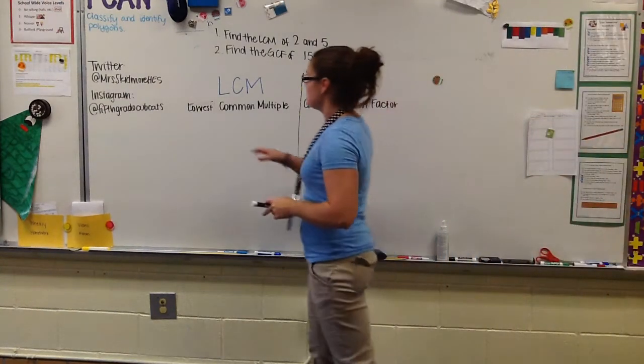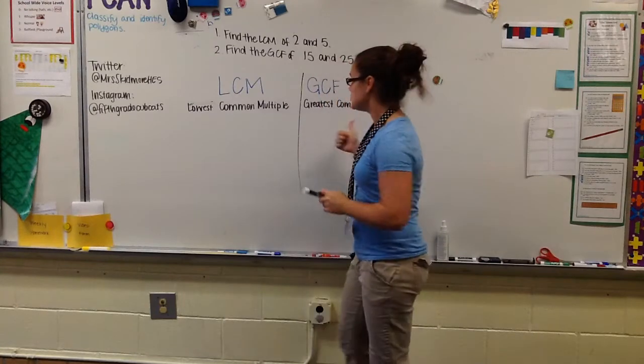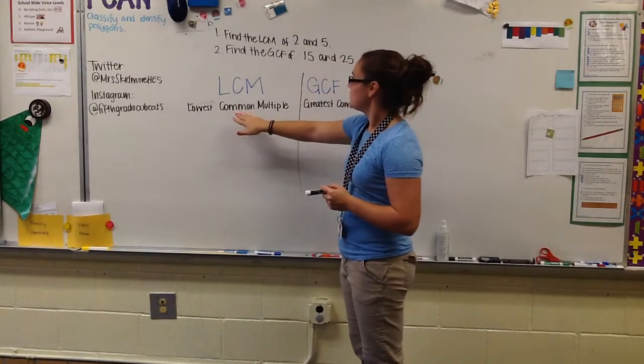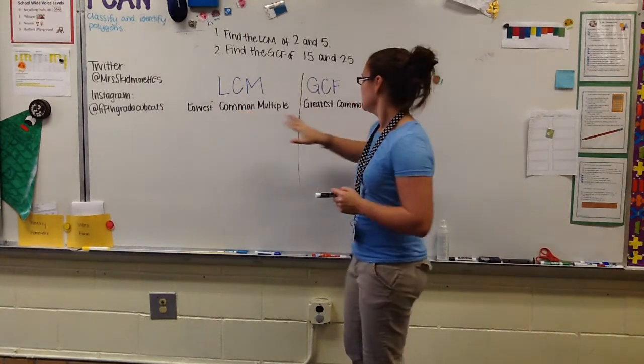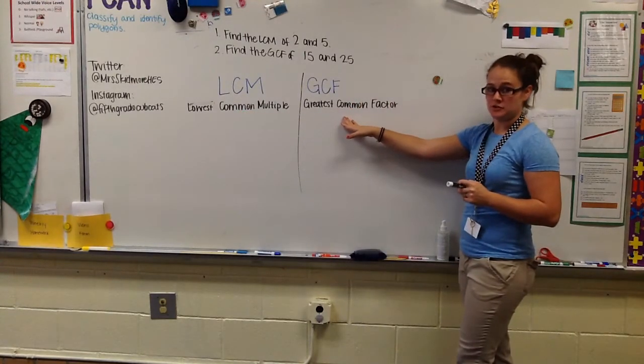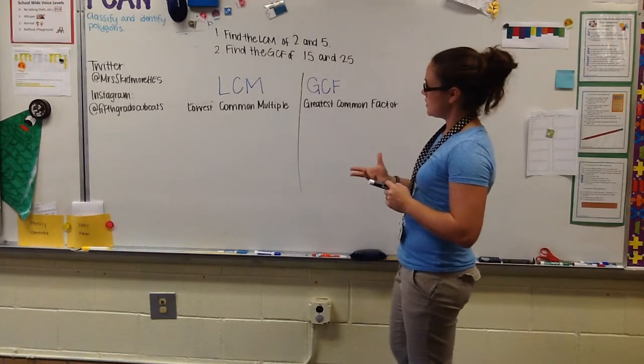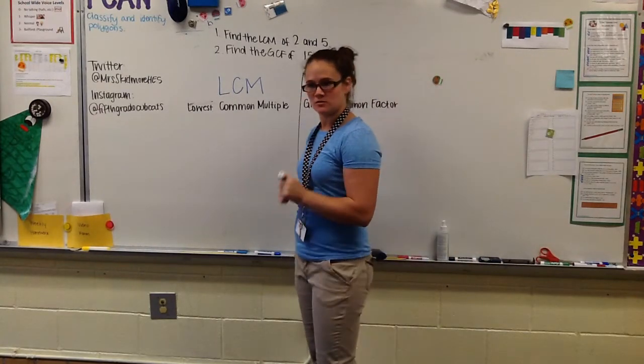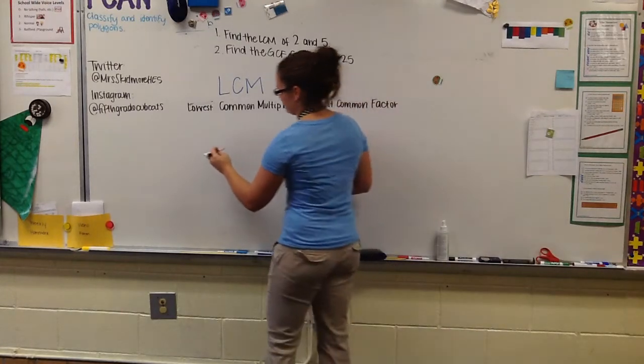Alright guys, today we're going to talk about the LCM and the GCF, which I know doesn't make a whole lot of sense yet, but we've got the lowest common multiple and the greatest common factor. So we're going to start with our lowest common multiple. When we're doing this, I like to use an M to help me out, so I'm going to draw a really big M.